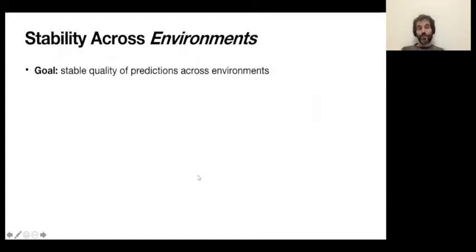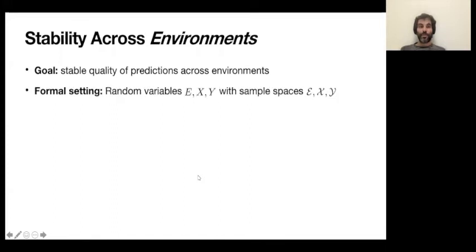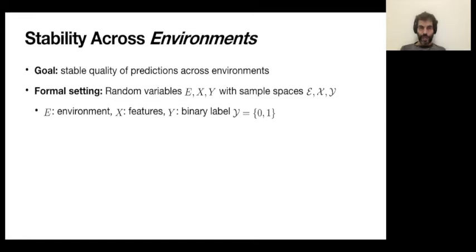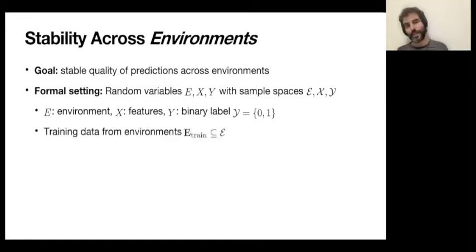So the goal is to have stable quality of predictions across environments. And just to formalize this, we'll have random variables E, X, and Y: E for environment, X for features, Y for labels, with their respective sample spaces. And we'll look at binary labels most of the time. And we assume we have training data from a set of environments, E-train, which is a subset of the entire set of possible environments. So we have some finite set of environments that we use.